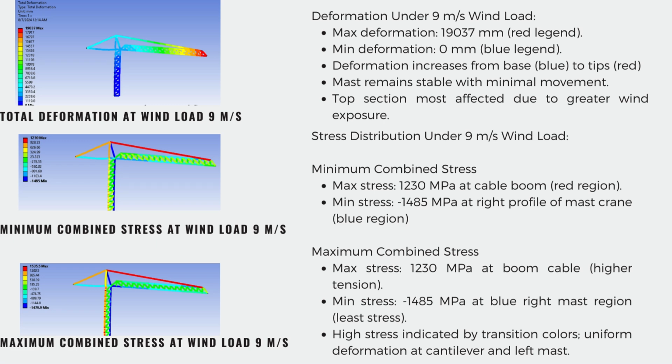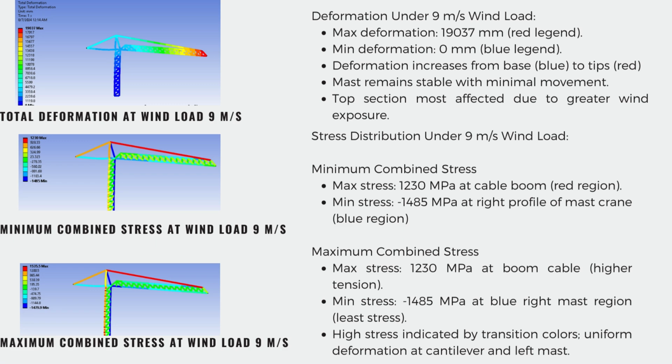Under 9 meters per second wind load, the tower crane showed significant deformation and stress. The maximum deformation reached 19,037 mm at the top right section, increasing from the base in blue to the tip in red color, with the top section most affected due to the greater wind exposure.